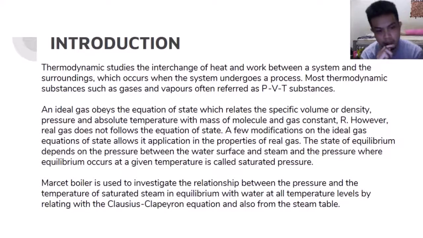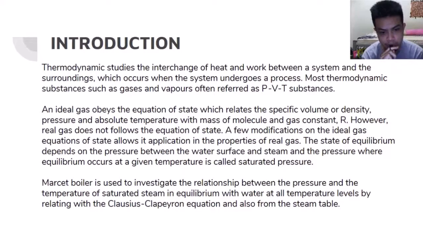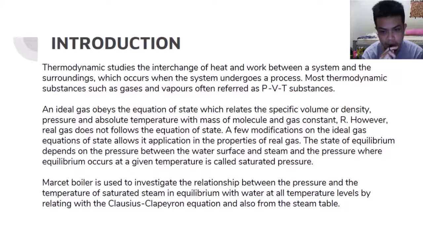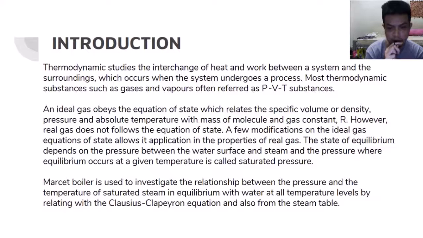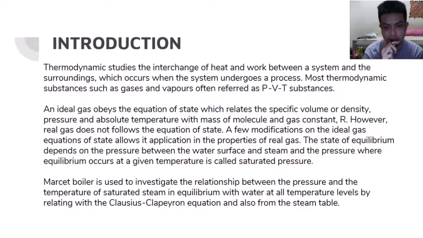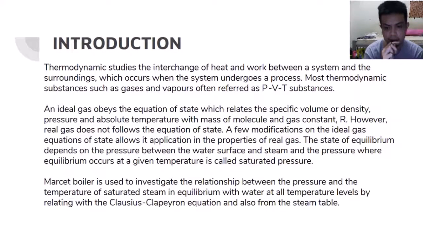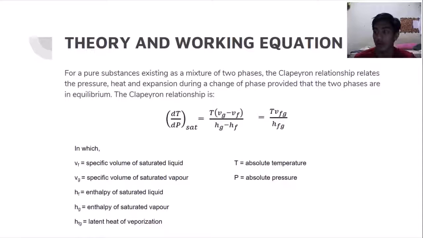For this experiment, the Marshall boiler is used to investigate the relationship between the pressure and the temperature of saturated steam in equilibrium with water at all temperature levels by relating with the Clausius-Clapeyron equation and also from the steam table. Experiment. The Marshall boiler is used to investigate the relationship between the pressure and temperature of saturated steam in equilibrium with water at all temperature levels between the gauge pressure of 1 bar and 5 bars.